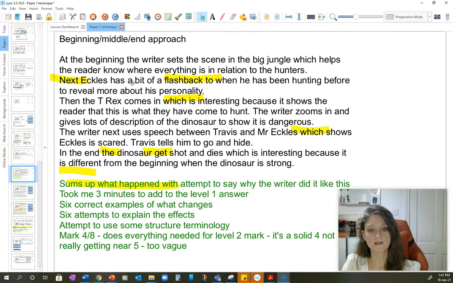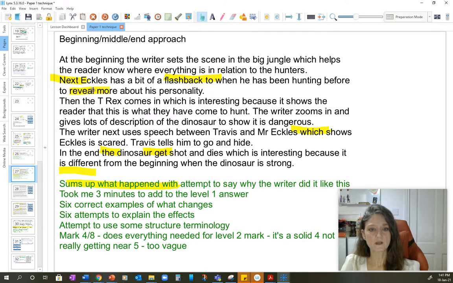Next, Eccles has a bit of a flashback to where he has been hunting before to reveal more about his personality. So I'm going to move that over to where it says reveal. I haven't said what it reveals about his personality, so it is again another attempt to explain the effects. To get it up into a clear explanation, I need to say what it shows about the personality without starting to zoom in on the language by accident.